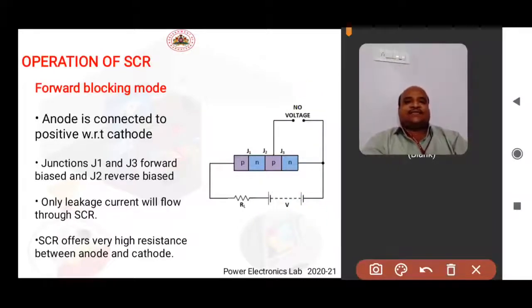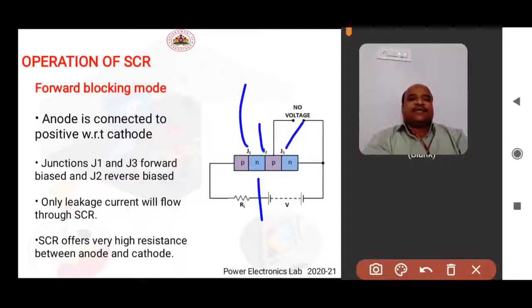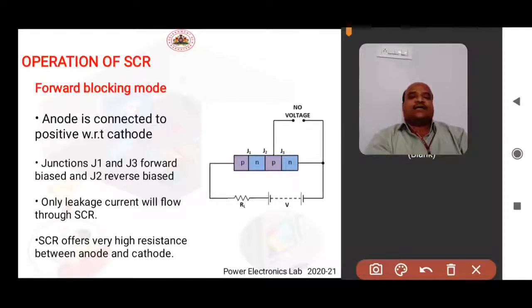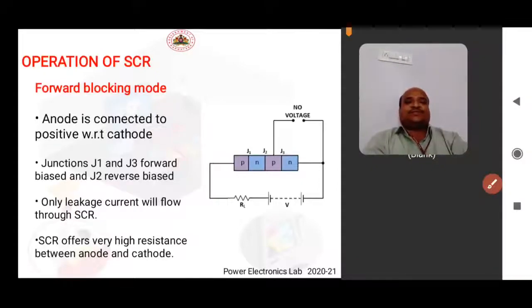In this case, the junctions J1 and J3 are forward biased and the junction J2 is reverse biased. There is a depletion layer across J2, due to which the SCR offers very high resistance and a very small amount of current will flow from anode to cathode. Now the SCR is said to be in forward blocking mode and it acts as an open switch.